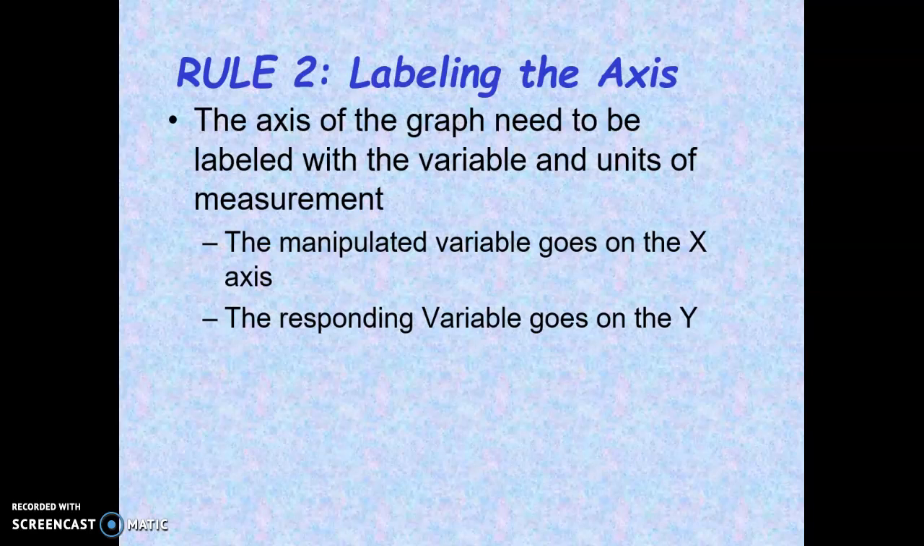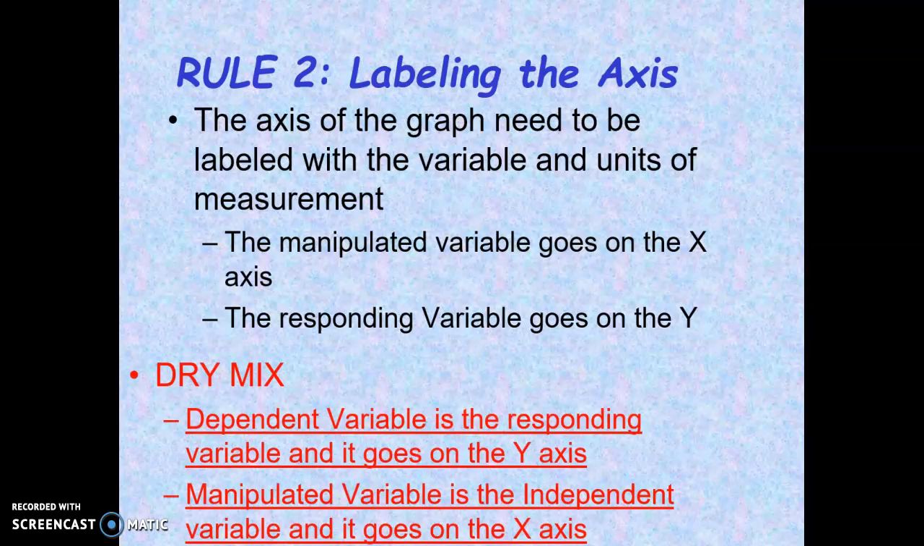In the case of labeling our graph, the manipulated variable needs to go on the x-axis. The independent variable, the one that is being modified by our experimenter, goes on the x or horizontal axis. The responding variable, or the dependent variable, the thing that we're measuring, is going to go on the y. A good gem of wisdom that you can use to remember this is the acronym DRY MIX, which stands for the dependent variable is the responding variable and it goes on the y-axis. The manipulated variable is the independent variable and it goes on the x.